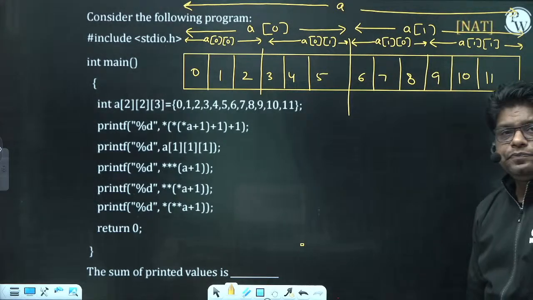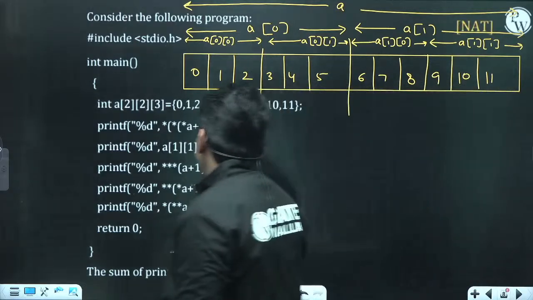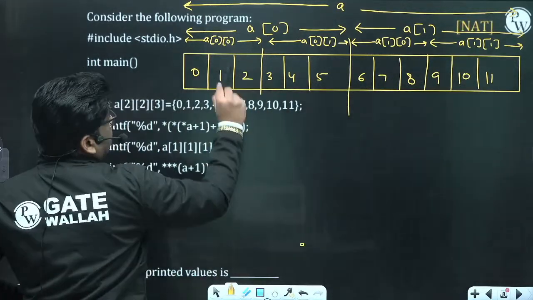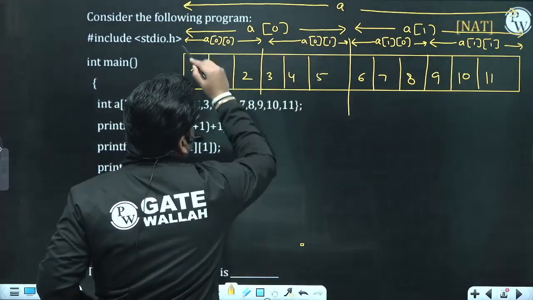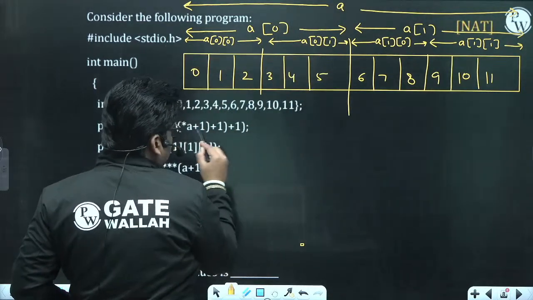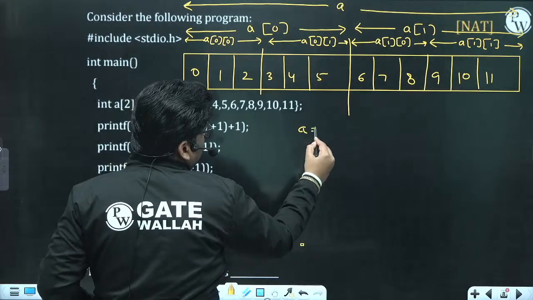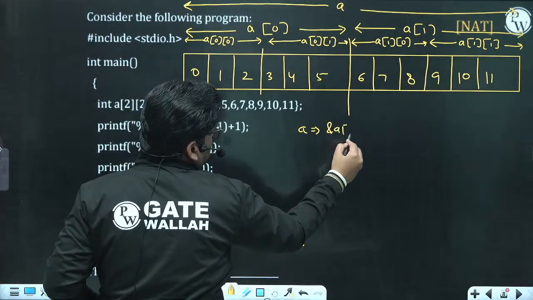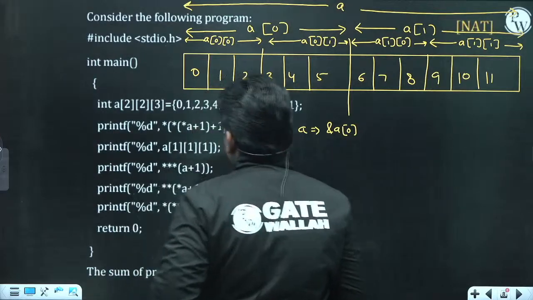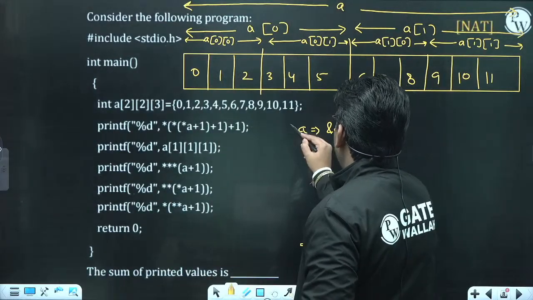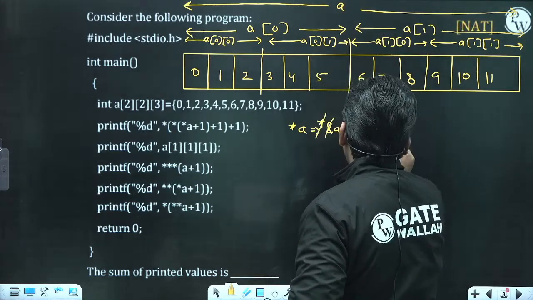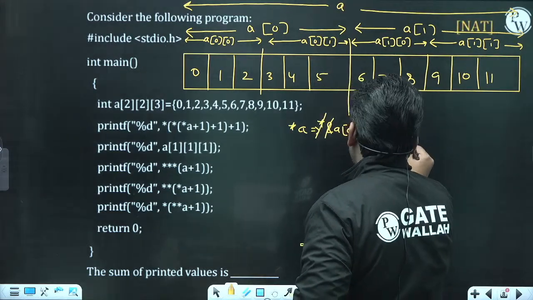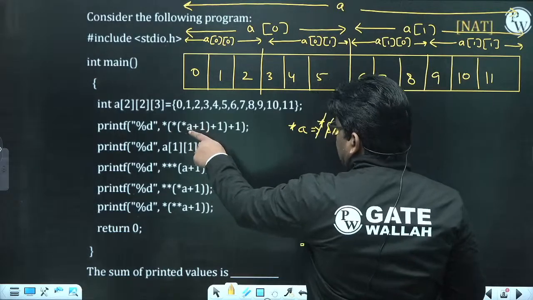Tell me, sir, what is A? A being the name of the array, the name of an array always represents the address of its first element. So actually what is A? A is nothing but the address of A0. If A is the address of A0, you can say star of A is star A of 0, or can I say it is A of 0? Yes, sir. So star of A is A of 0.